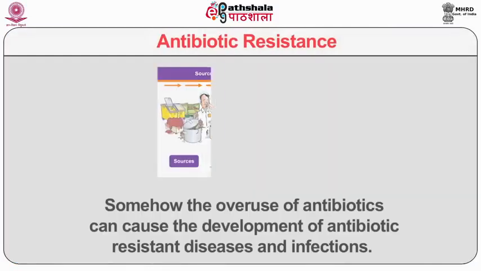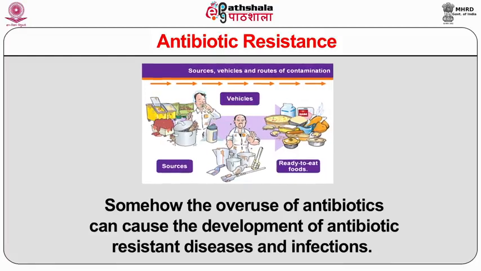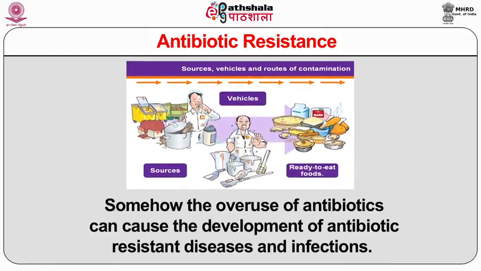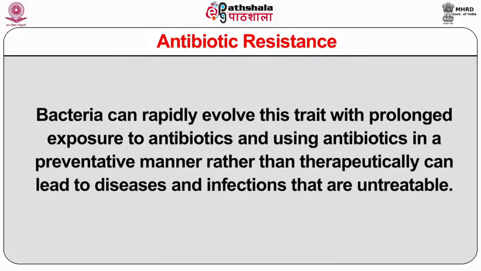Antibiotic resistance. One of the side effects of treating dairy cows and buffalo suffering from Monsanto's recombinant bovine growth hormone is increasing the risk of infection. Somehow, the overuse of antibiotics can cause the development of antibiotic resistant diseases and infections. Bacteria can rapidly evolve this trait with prolonged exposure to antibiotics, and using antibiotics in a preventive manner rather than therapeutically can lead to diseases and infections that are untreatable. Thus, excessive use of antibiotics has its own dangerous problems and reduces the resistance to diseases.